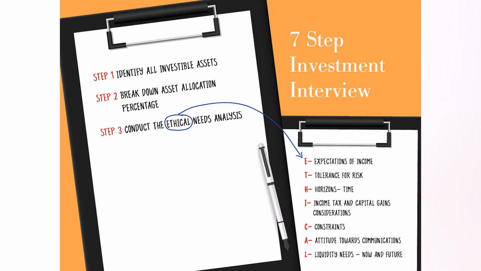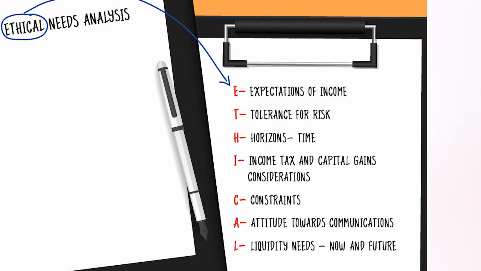Step number 3 is real simple. It's a formula of using the word ETHICAL. And Phil, the way I phrase that to the advisor is it's conversational suitability. And each and every letter of the word ETHICAL stands for a very meaningful discussion. E, expectation of rate of return and income stream. T, risk tolerance, and really understanding what the risk tolerance is.